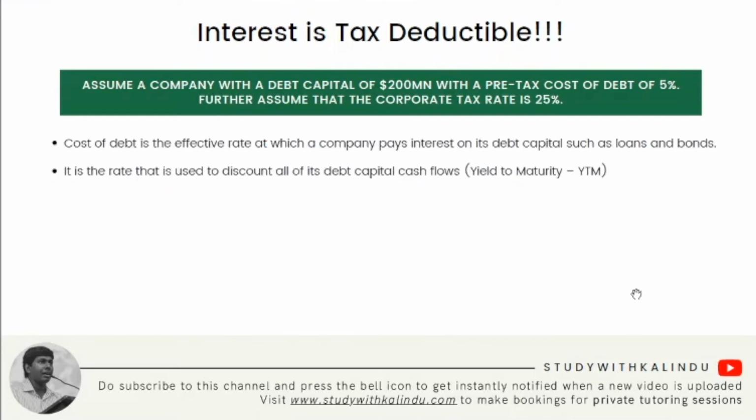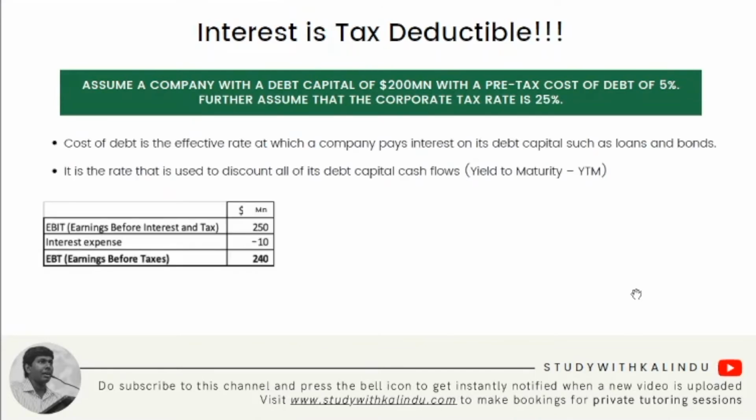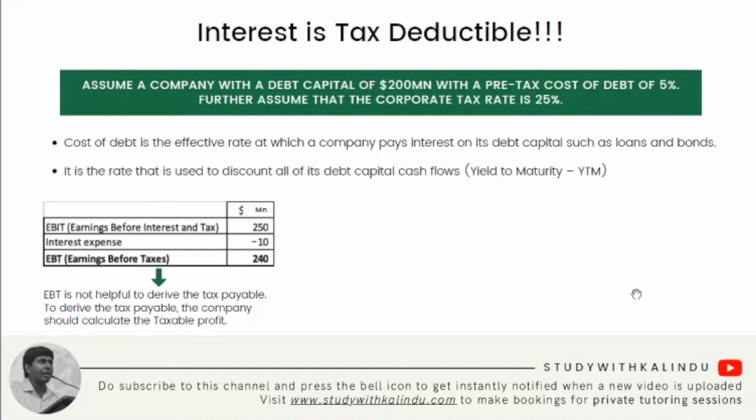First, let's recall what cost of debt is, and let's put in some numbers. Let's assume that this company has earnings before interest and tax, which is the EBIT, of 250 million, and the interest expense, we assumed it to be 10 million, so you have the earnings before tax of 240 million. But the point is, this earnings before tax figure is not supportive enough for us to calculate the tax expense. Have you ever heard of accounting profit and the taxable profit?